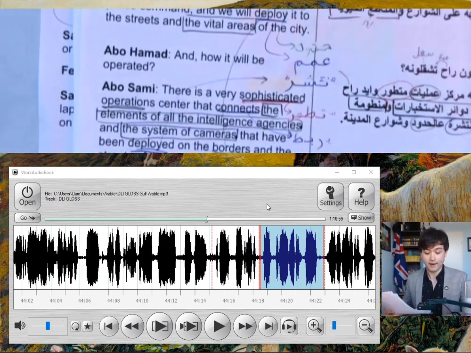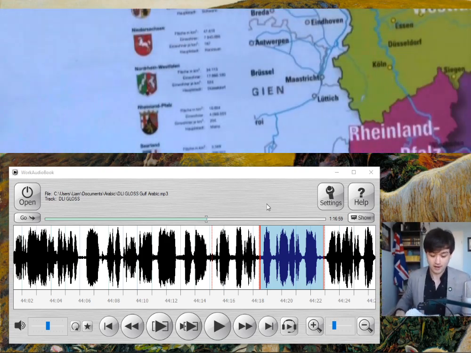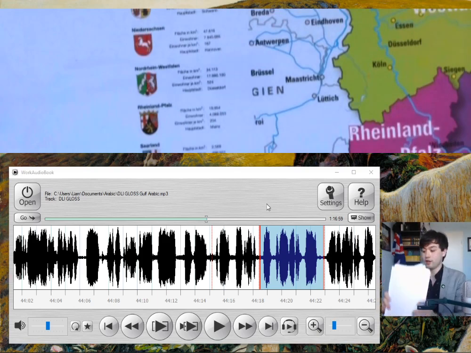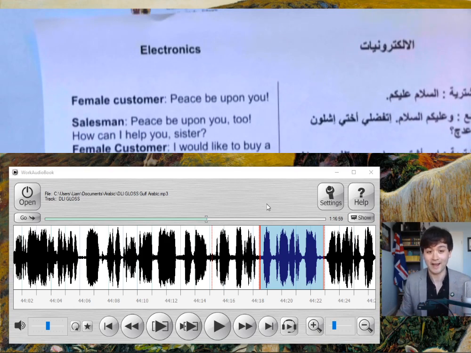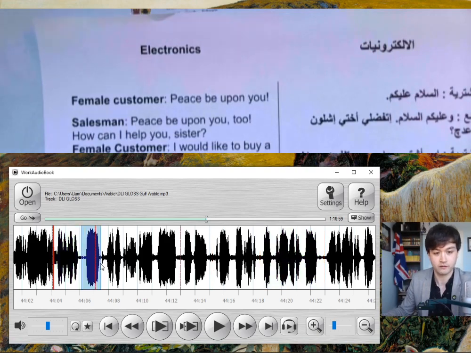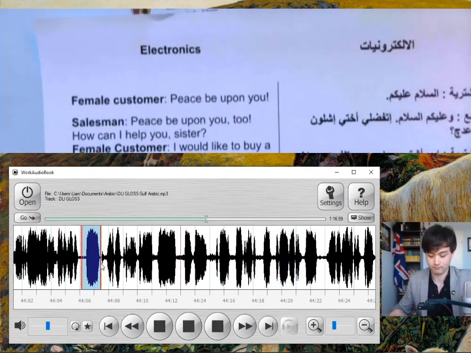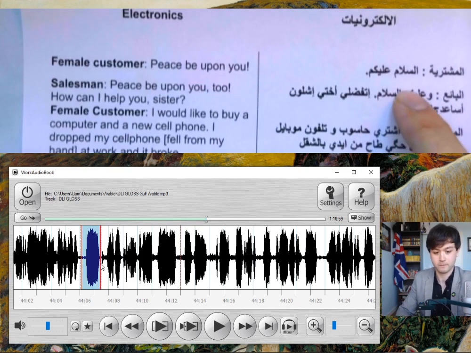Okay, now I wanted to show you how I approach a fresh page, a new lesson of this. So that's what I'm going to do. This one's called Electronics, and it's at the 44-minute mark. I know this because I tested it. This should be the first line. And that's correct. Yeah, see?